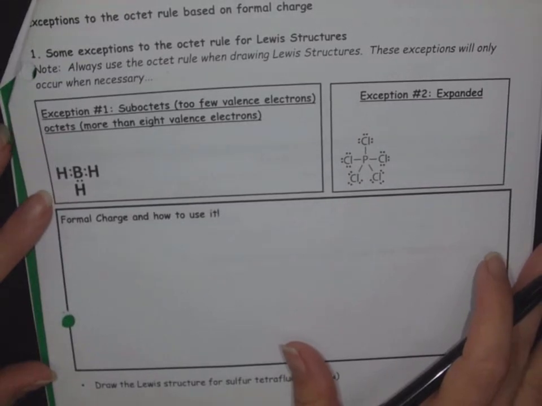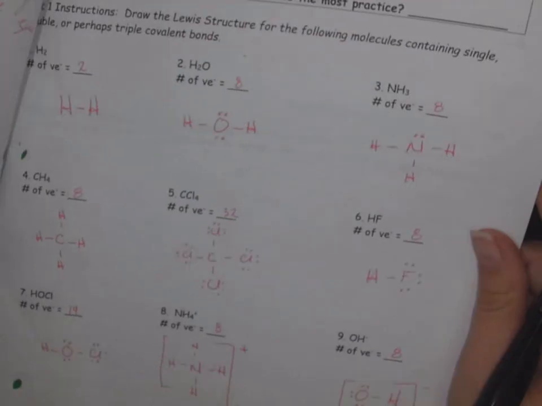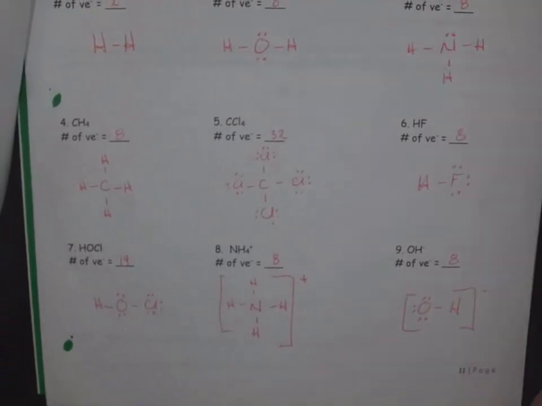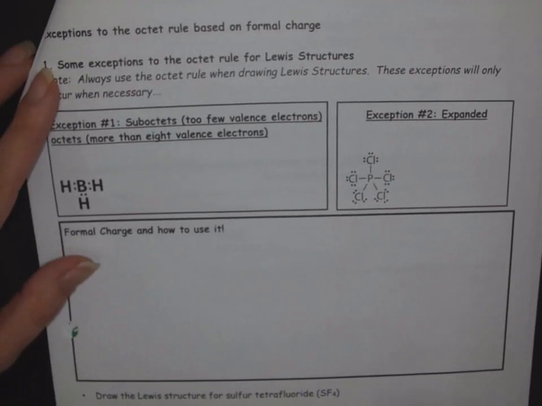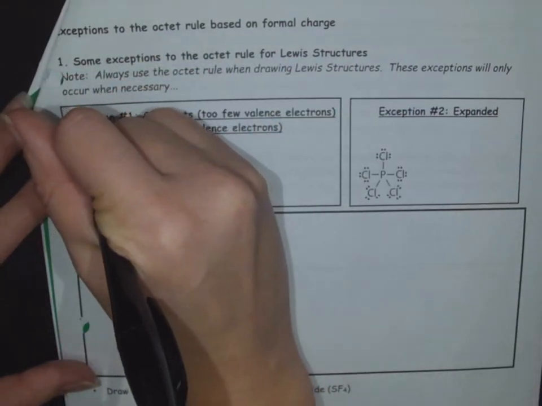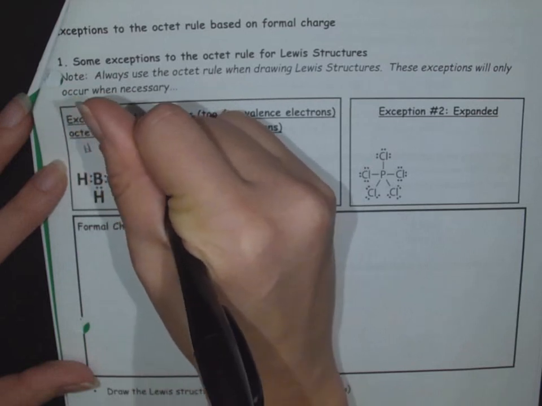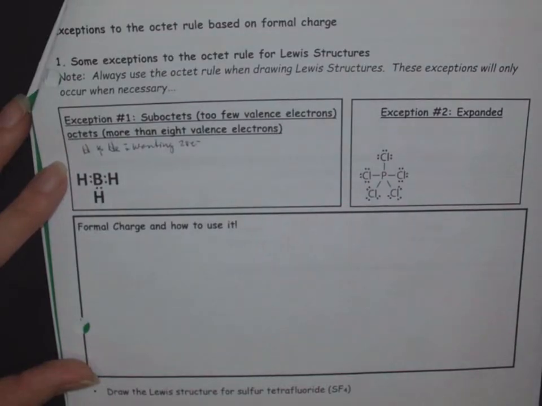So we know from prior examples that we are trying to get to an octet, that our goal was reaching 8 valence electrons, except hydrogen and helium, we're only wanting 2. Well, that's an example of this sub-octet. Like we saw that 8 is not always the goal. Like for hydrogen and helium, these guys were only wanting 2 valence electrons instead of 8 valence electrons.